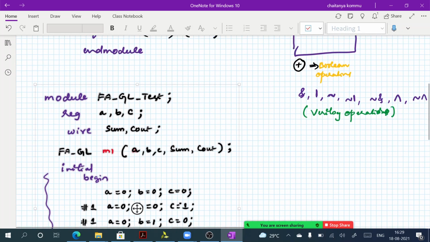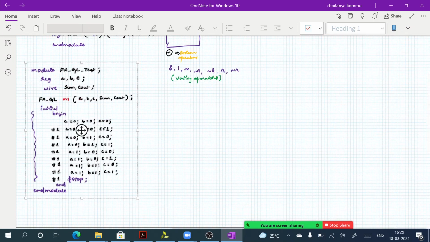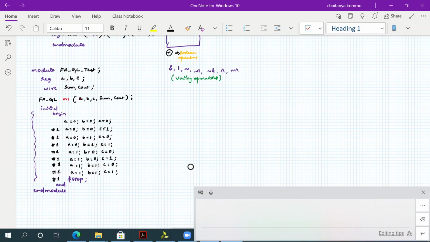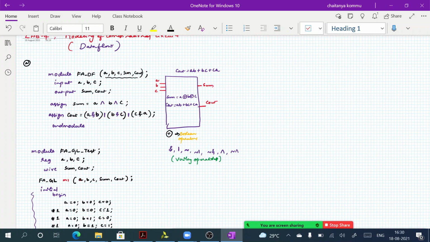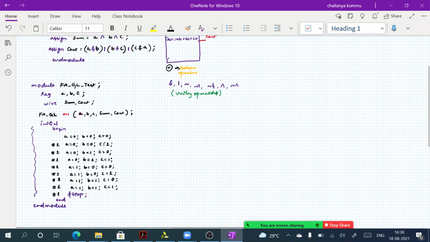See here, whatever modeling style you use, the test bench is the same. Please remember that whatever modeling styles you are using for the description of the digital circuit, whether it is a full adder, subtractor, whatever it may be, the test bench for that particular circuit is the same. For example, I have written the adder circuit in data flow modeling, and in gate level modeling also I have written the adder circuit. But I am using the same test bench. I am not at all changing the test bench. Clear?